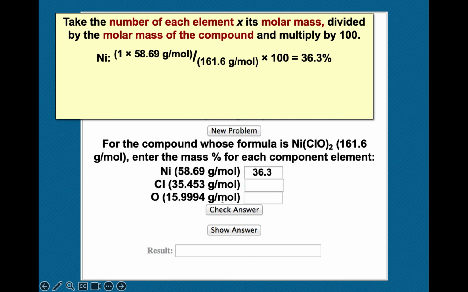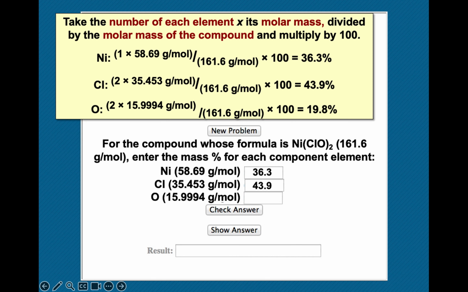For chlorine, how many chlorines do we have? 2 of them. 2 at 35 divided by 161 times 100, 43.9. Oxygen, how many oxygens? Just 2. 2 times 16 divided by 161, 19.8.